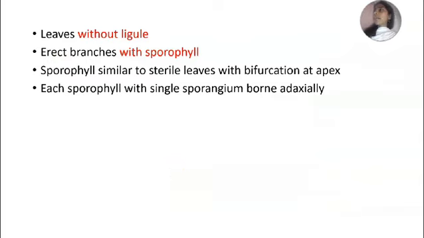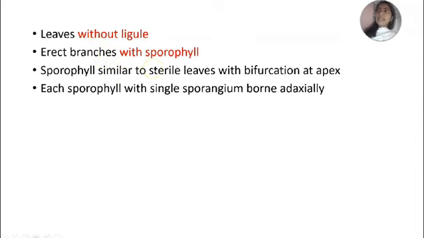Unlike the lepidodendron we discussed yesterday, the leaves lack a ligule. In isoetes and Selaginella and also in lepidodendron we have found the presence of a ligule. In Lycopodium there is an absence of ligule. So, similar to Lycopodium, the protolepidodendron also lacks the ligule.